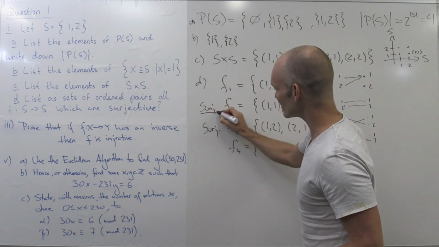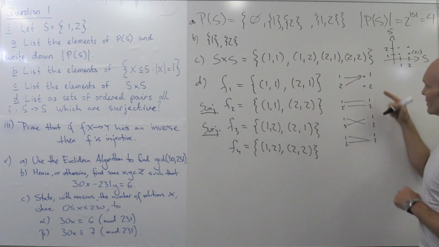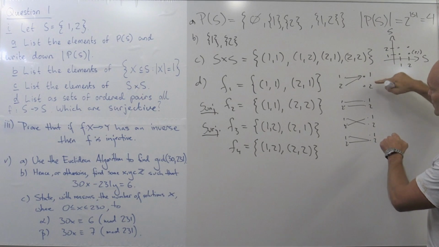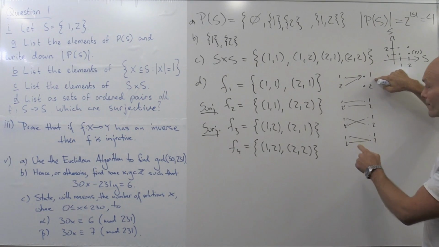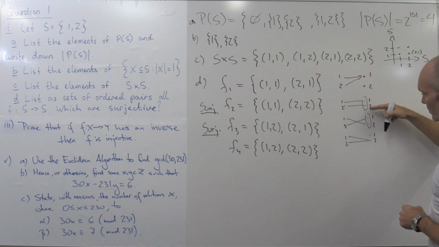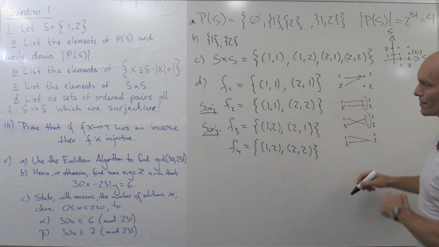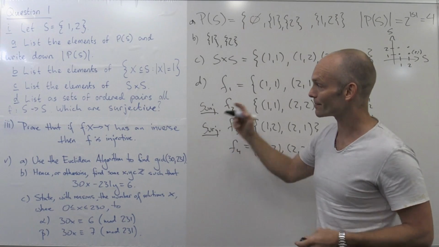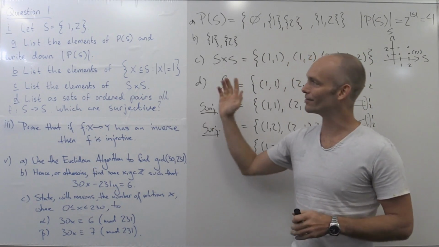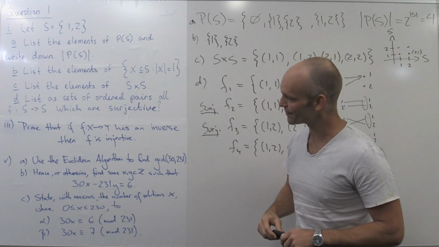And how did I see this? Well, it's that the image, or the function values that we're hitting, are both 1 and 2. So here we're only hitting 1, so that's not surjective. Here we've got both, and here we've got both. So those two are surjective, and this one is not surjective. And that's the answer to that. And yeah, we're done. We're finished with the very first part of question 1.